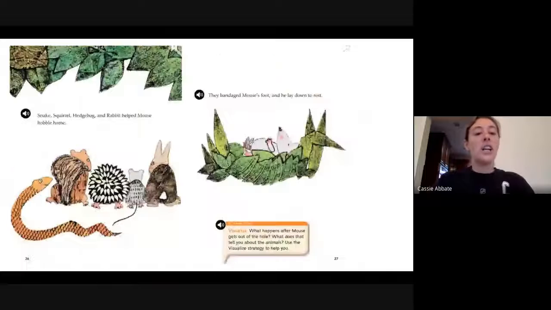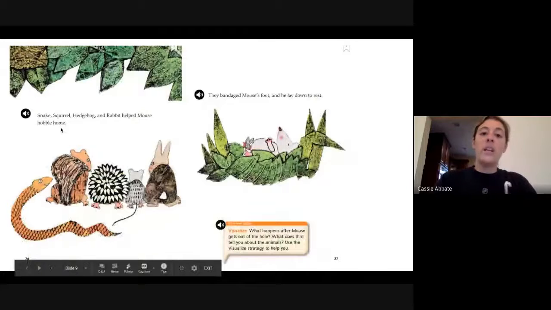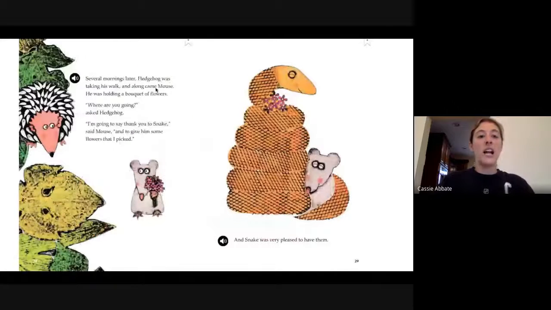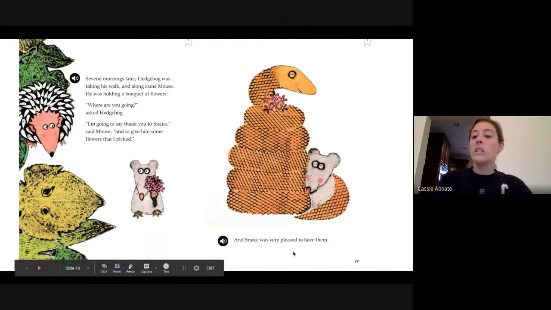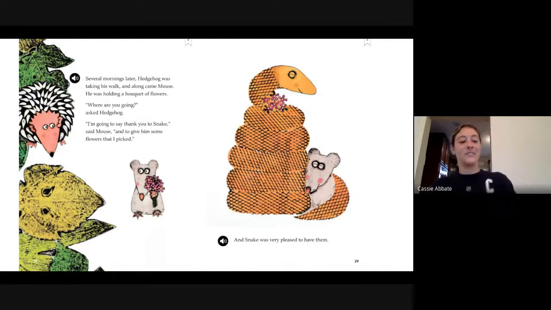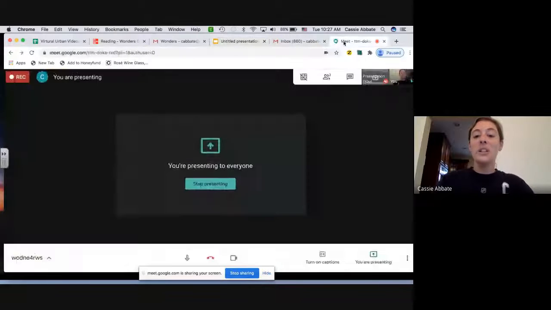Snake, Squirrel, Hedgehog, and Rabbit helped Mouse hobble home. They bandaged Mouse's foot and he lay down to rest. Several mornings later, Hedgehog was taking his walk, and along came Mouse. He was holding a bouquet of flowers. Where are you going? Asked Hedgehog. I'm going to say thank you to Snake, said Mouse, and to give him some flowers that I picked. And Snake was very pleased to have them. The end.